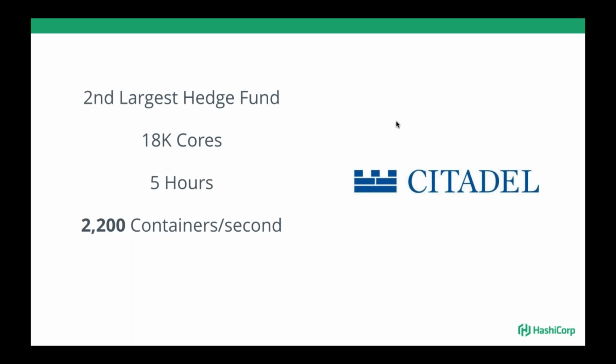And so we worked closely with them on fine-tuning things and setting up Nomad for them. And they basically ran it through its paces, right? So on an 18,000 core cluster, for 5 continuous hours, they sustained a scheduling placement of 2,200 containers a second, which is sort of incredible.